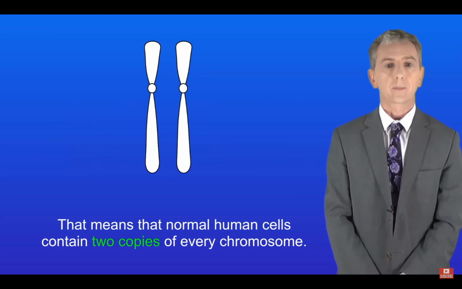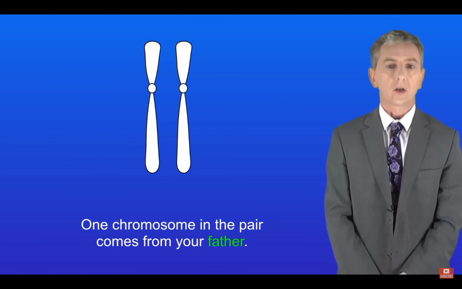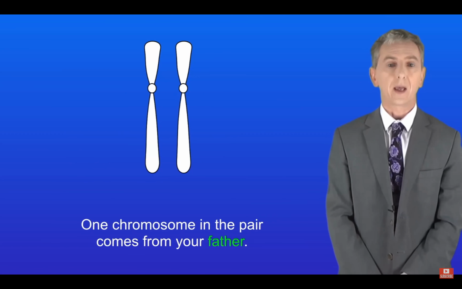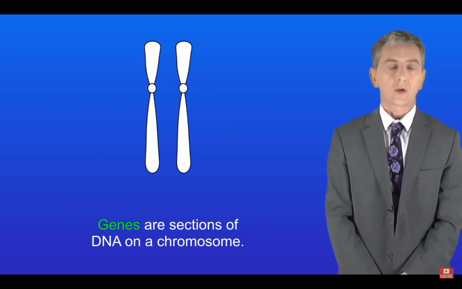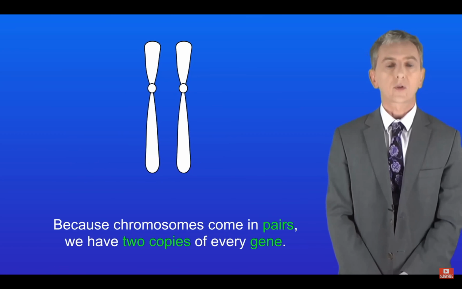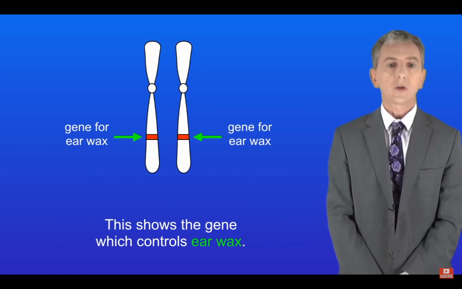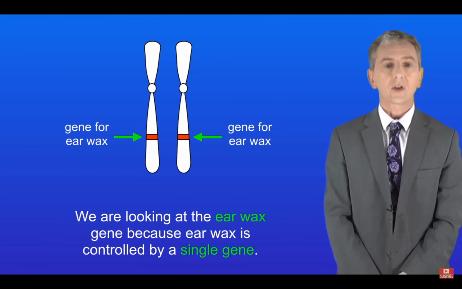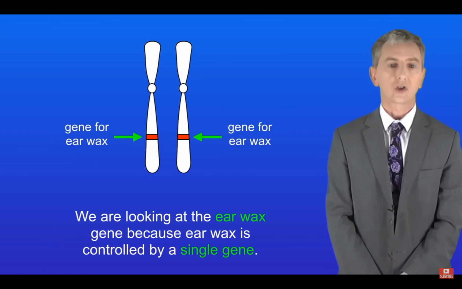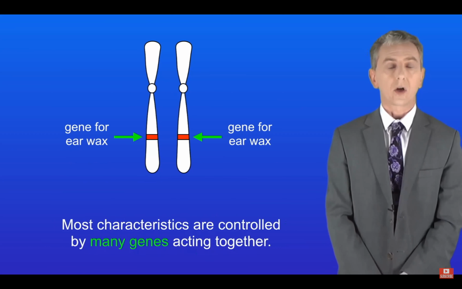So that means that normal human cells contain 2 copies of every chromosome. And I'm showing you that here. Now, a key fact that you need to learn is that one chromosome in the pair comes from your father, and the other chromosome comes from your mother. We also saw that genes are sections of DNA on a chromosome. And again, because chromosomes come in pairs, we've got 2 copies of every gene. I'm showing you here the gene which controls earwax. We're looking at the earwax gene because earwax is controlled by a single gene. Most characteristics are controlled by many genes acting together.